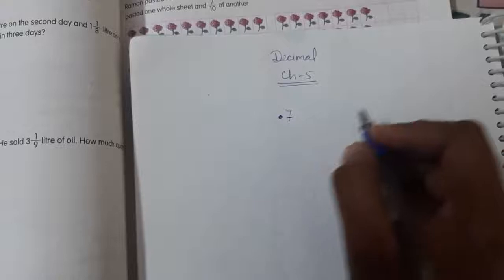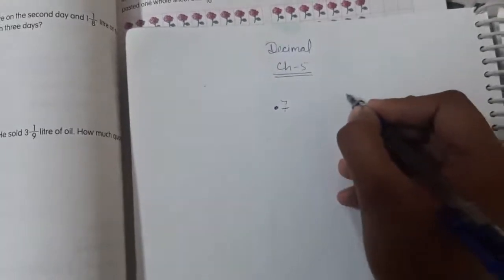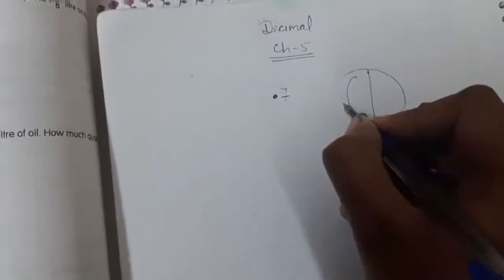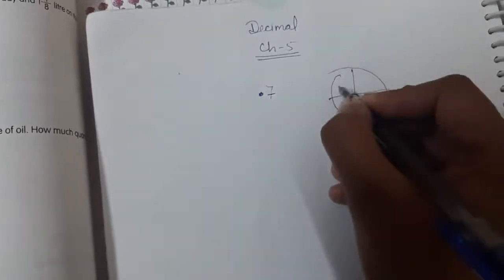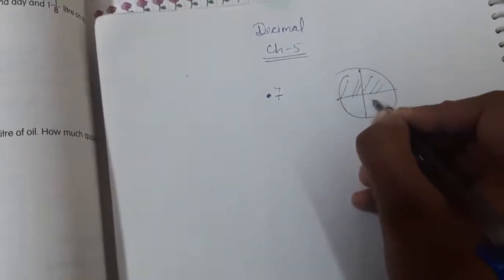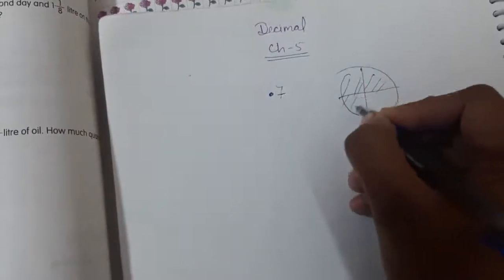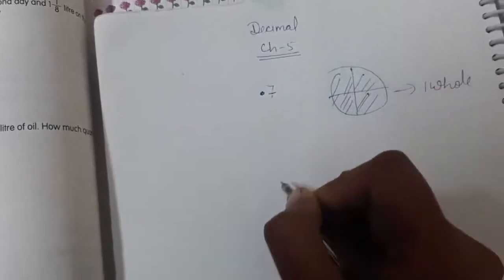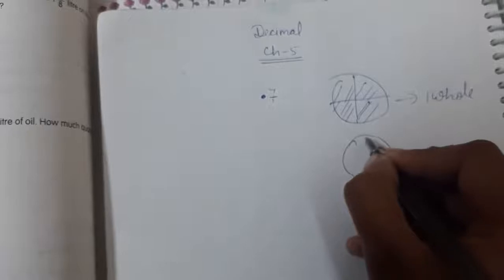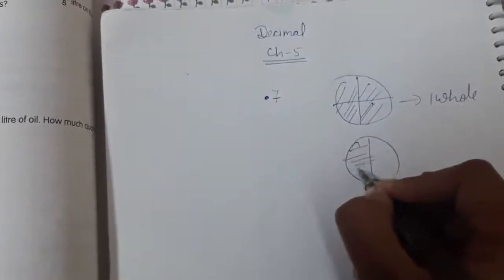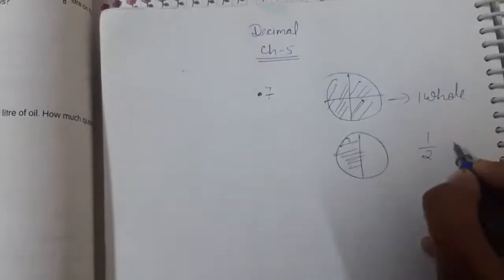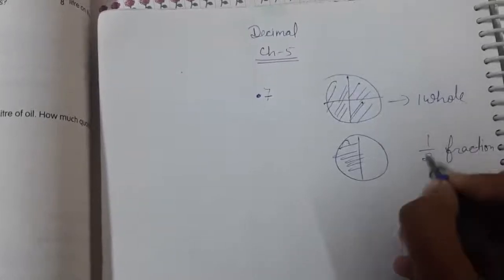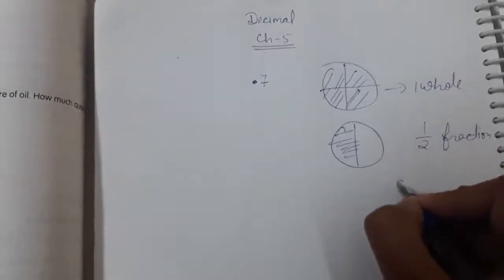Now the question is, what is a 1 whole? If I am taking one circle, and this circle is completely filled, we can say it is one whole number. If only this one portion is filled, it is half. This half part we represent in fraction, but if you want to represent it in decimal, you can write it as 0.5.